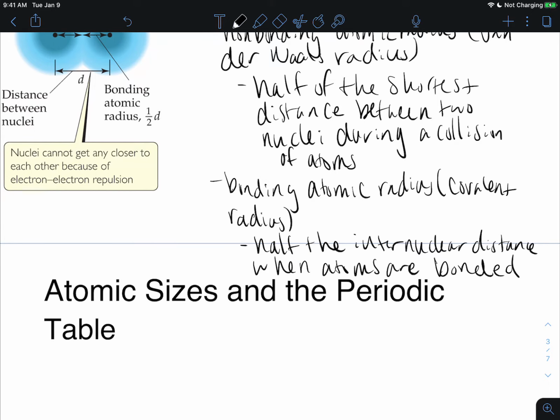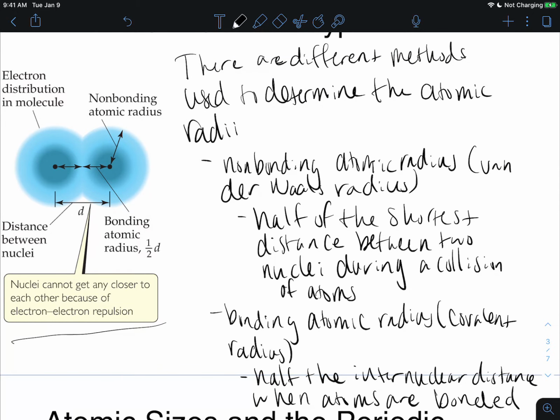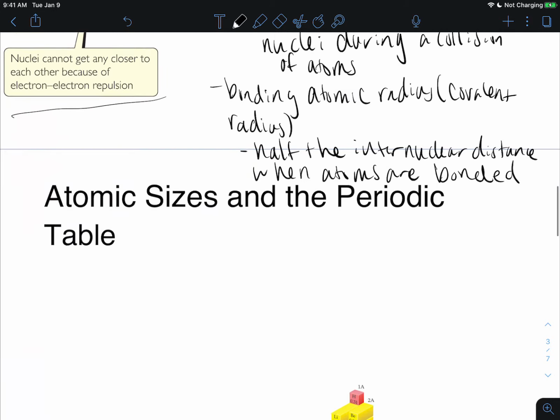And this is the method that's most commonly used in what we will be using, and it's what's pictured over here on the left. So there are reasons why it adopts this radius or this distance, and it's based on the atoms not being able to get any closer together because of electron-electron repulsions, and then it doesn't want to be any further apart because of attraction between the electrons of one atom and the protons of the other atom.